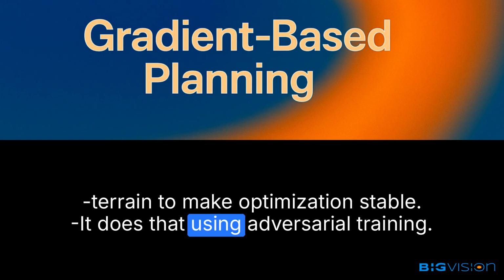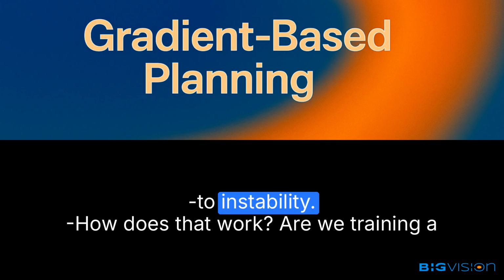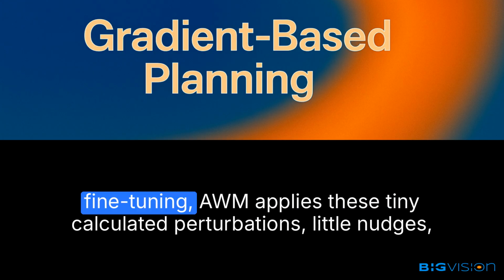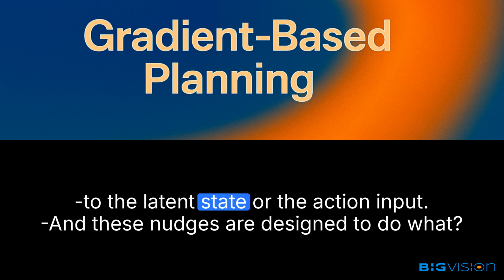It does that using adversarial training. It explicitly seeks out and corrects the regions where the model is most vulnerable to instability. How does that work? Are we training a second network to attack the first one? No, it's actually much simpler. During the fine-tuning, AWM applies these tiny calculated perturbations, little nudges, to the latent state or the action input.